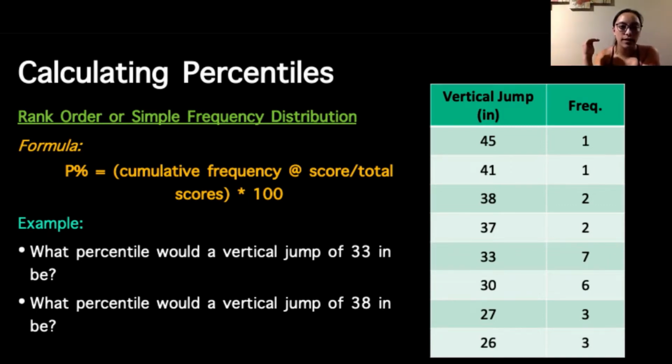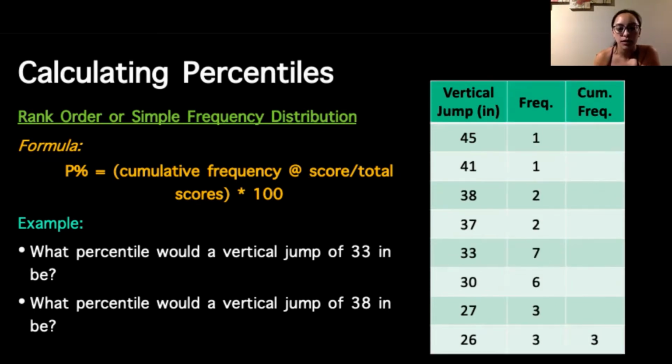It's the frequency at a given raw score plus all of the frequencies that have occurred prior to that particular score. So if we're making a cumulative frequency column, we need to start at the worst score in our distribution. So for vertical jump, the higher you jump, the better your jump is. The lower the jump, the worse. So we're going to start our cumulative frequency at the worst score, which in this case is 26.